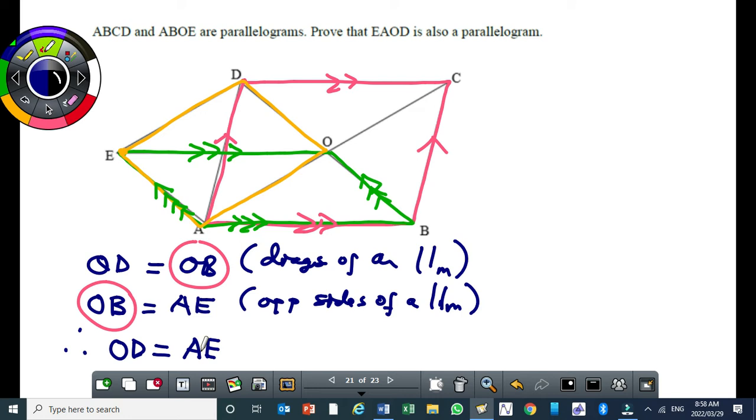And also, AE is parallel to OD. Then the next thing now is for me to say, since here AE is parallel to OB, I can say AE is parallel to OB. Now, this is based on opposite sides of the parallelogram.